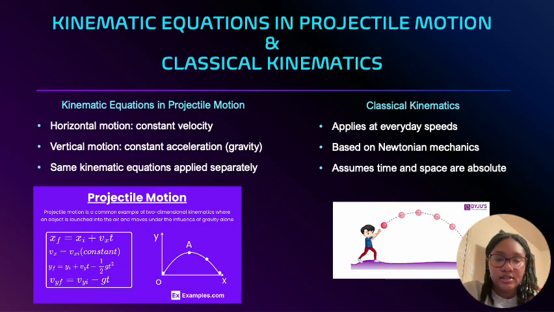So here's another slide about kinematic equations, projectile motion, and classical kinetics. Classical motion is based on Newton's laws. It works really well for everyday speeds and objects, but once you get close to the speed of light, Newton's law starts to fall apart. That's when Einstein's theories come in.